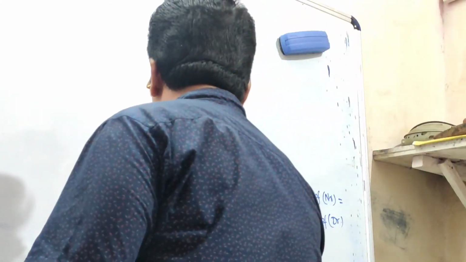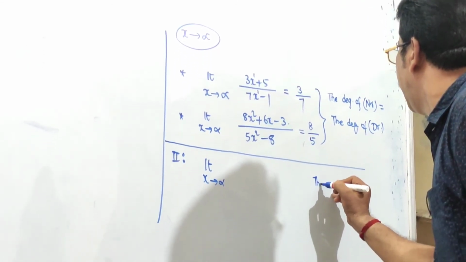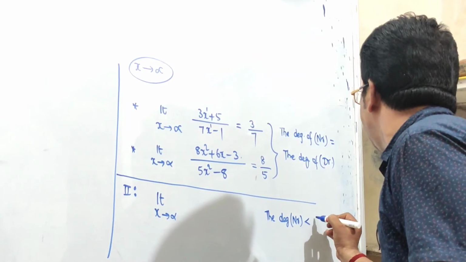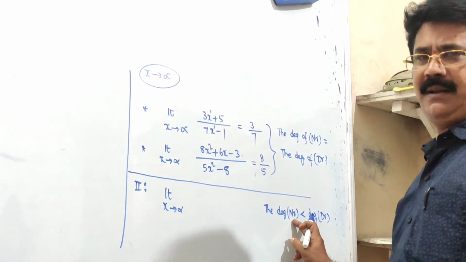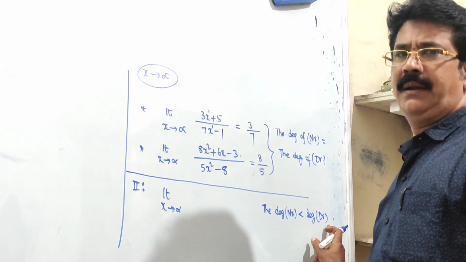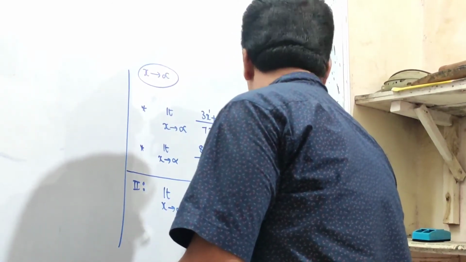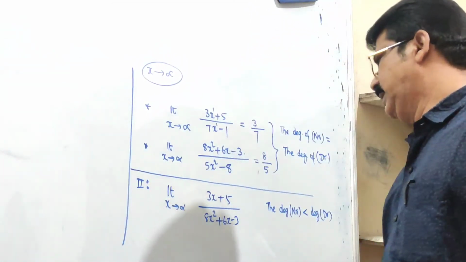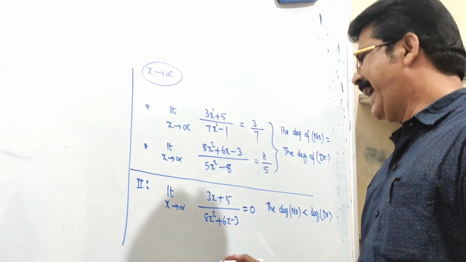Second case, case 2. Limit x tends to infinity. This is the case. The degree of numerator is less than degree of denominator. Numerator less degree, denominator higher degree. So 3x plus 5 divided by 8x square plus 6x minus 3, like that. So in such a case, bluntly write 0. Its answer is 0.